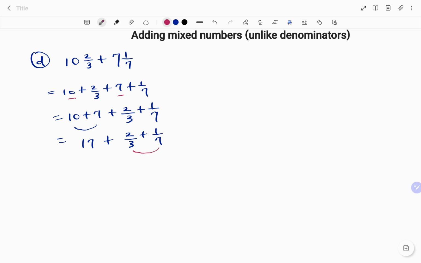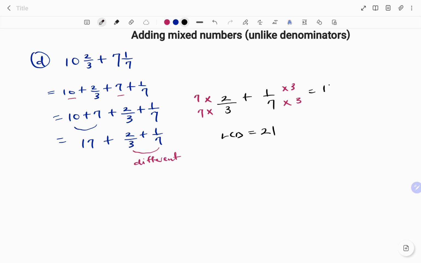I still have my fractions 2 over 3 plus 1 over 7. But if you check, my denominators are different, and once my denominators are different, I need to make sure they're the same before I can add. So I have 2 over 3 plus 1 over 7. How do I make them the same? My LCD, or my lowest common denominator, is 21. On my left hand side, to get 21 as my denominator, I need to multiply both the denominator and the numerator by 7. And on my right hand side, to make my 7 into 21, I need to multiply 7 by 3. And whatever you do at the bottom, you do at the top.